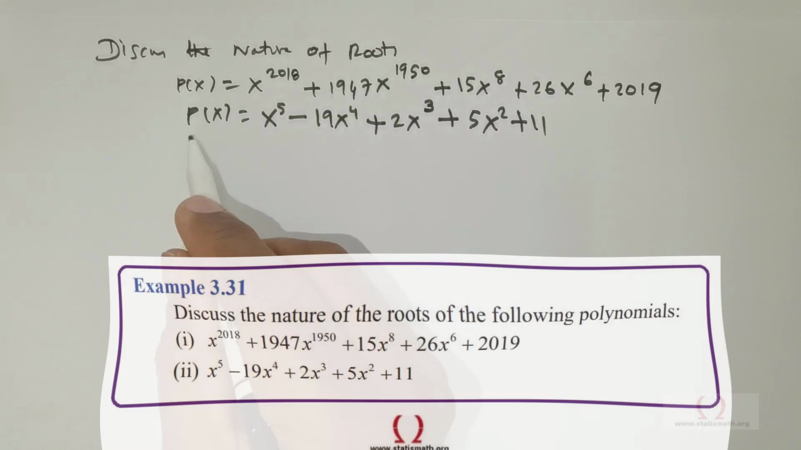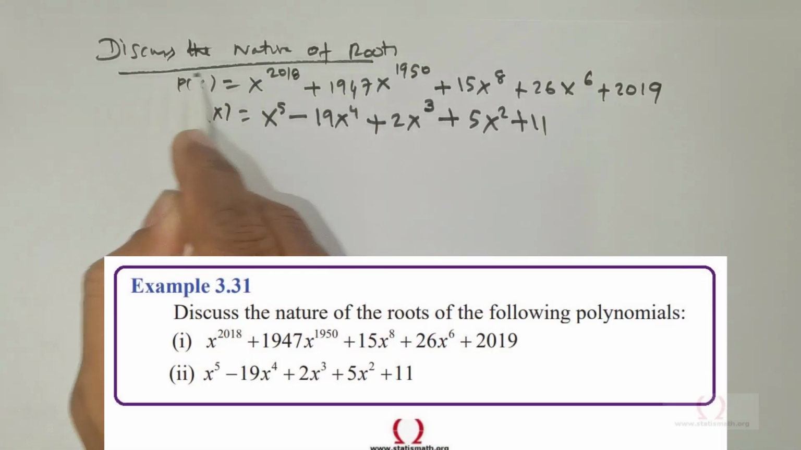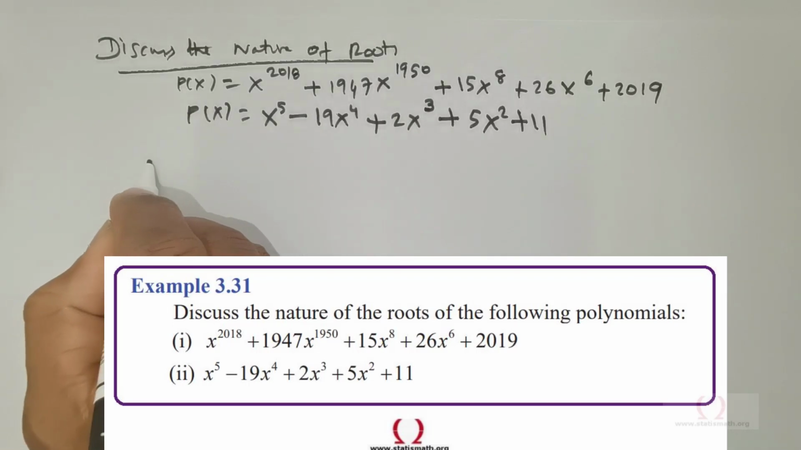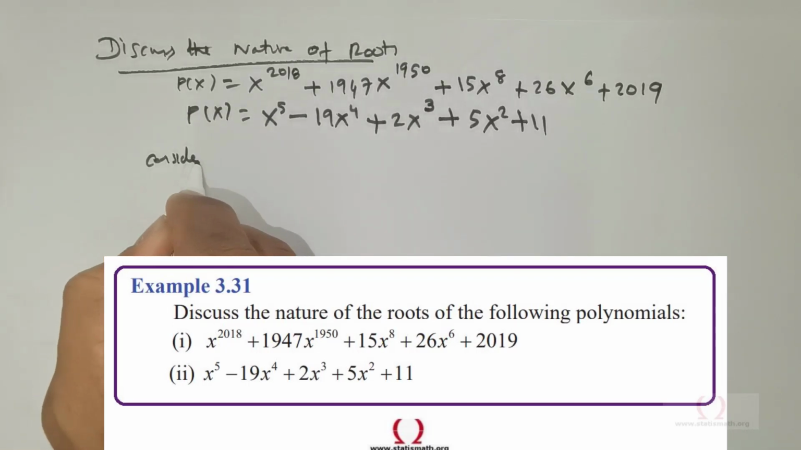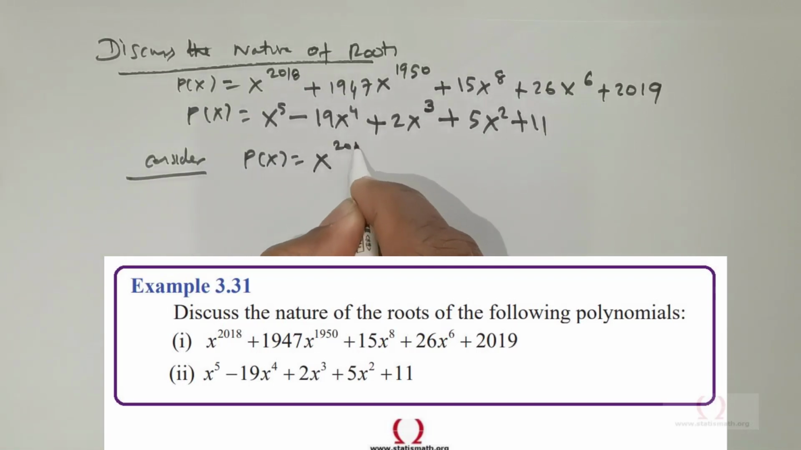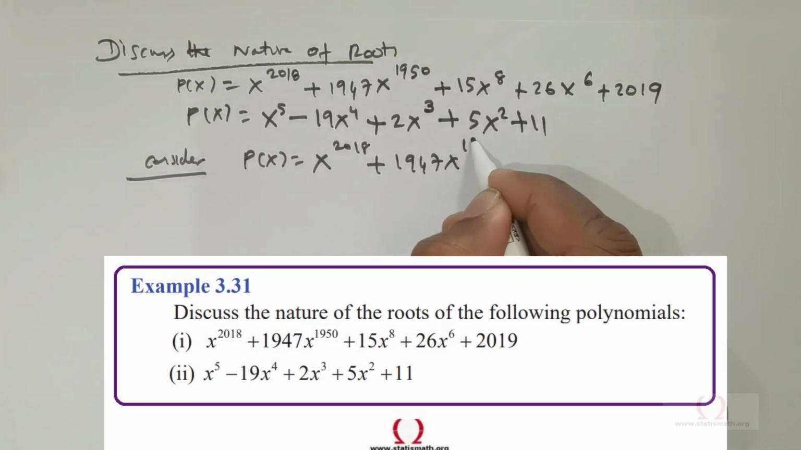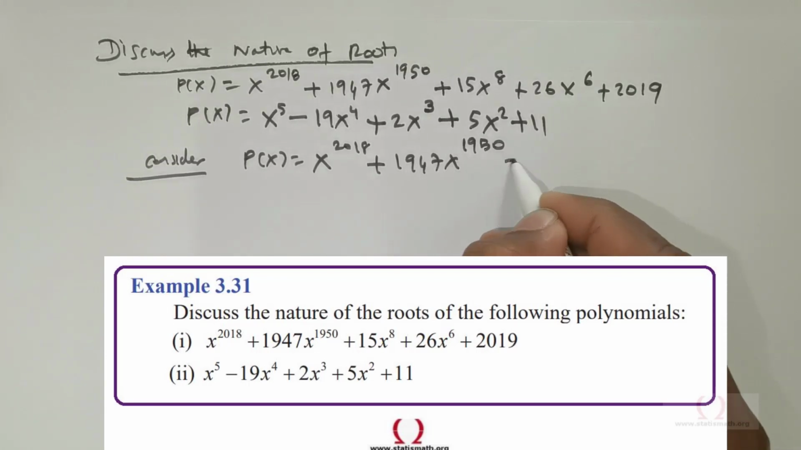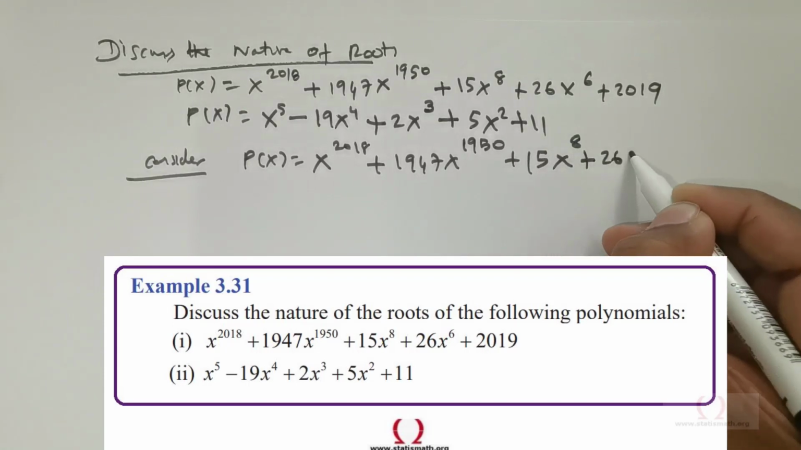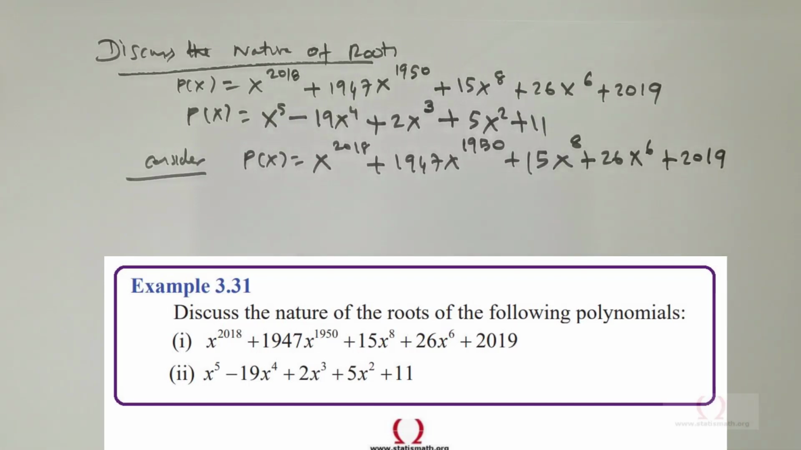Students, we are given two questions. We are expected to discuss the nature of roots. The first one, let us consider p of x equal to x raised to the power 2018 plus 947 x raised to the power 1950 plus 15 x raised to the power 8 plus 26 x raised to the power 6 plus 2019.